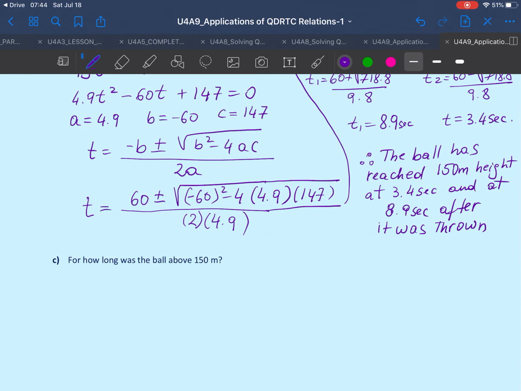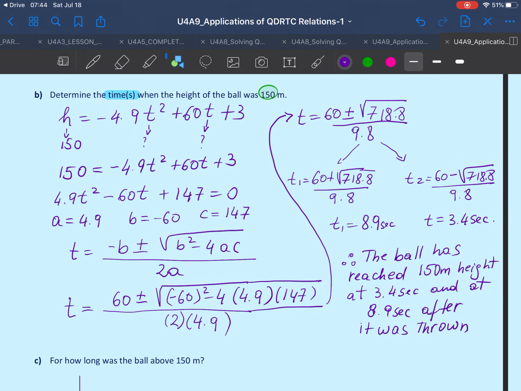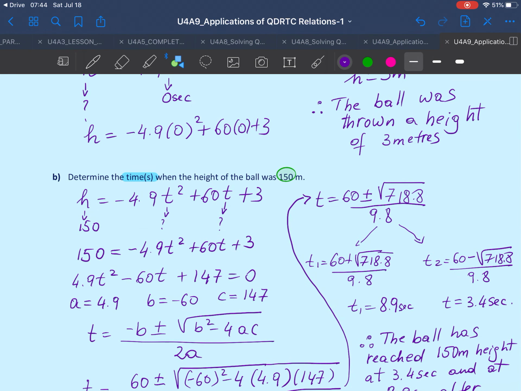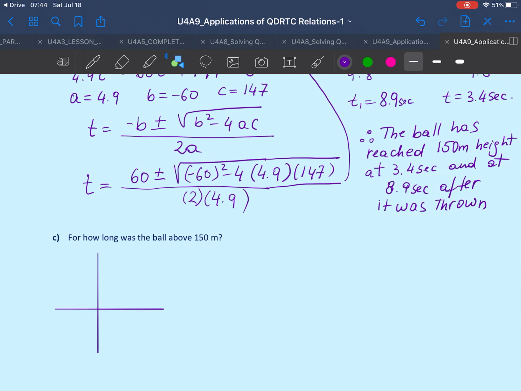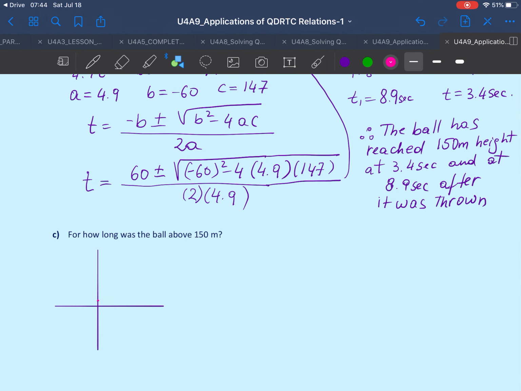We're done. Moving on. Now the question becomes, for how long was the ball above 150 meters? And I would prefer that I explain it to you a little bit more visually. And it seems that here we have a ball that was thrown from the height of 3 meters. That was question A, right? That's what we found out. And it seems that the ball has reached 150 meter height. Remember, this is not to scale. I'm exaggerating it because I don't have enough room.